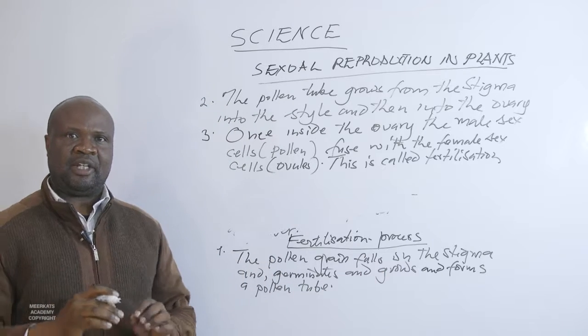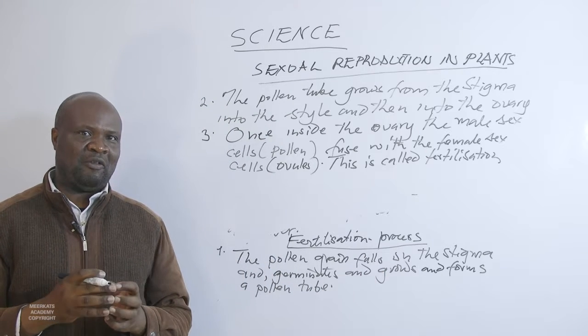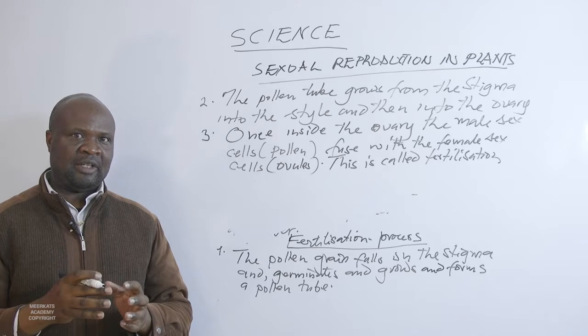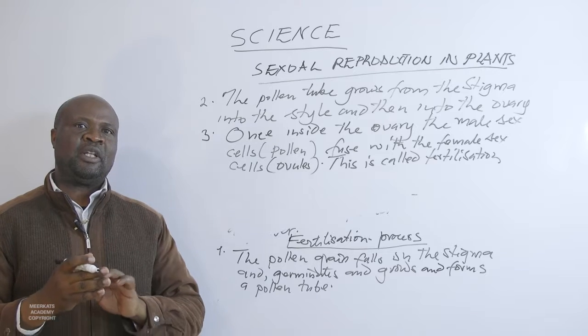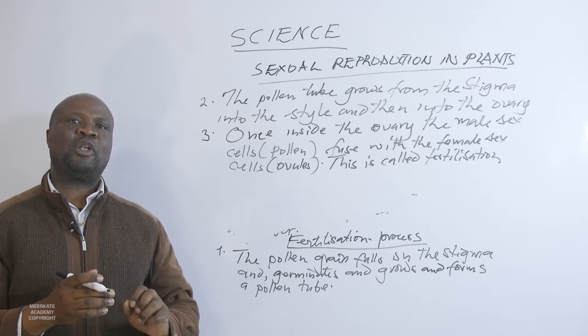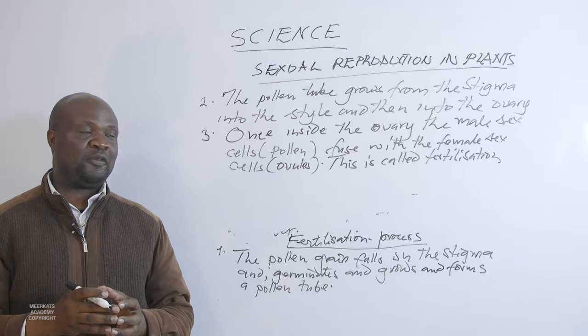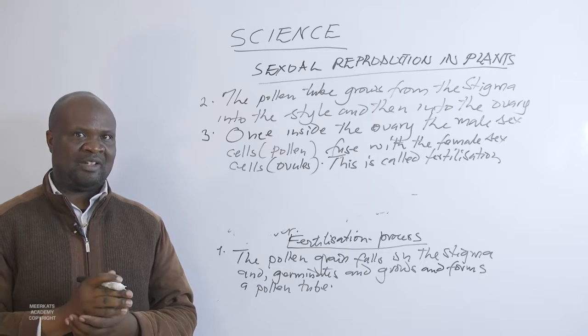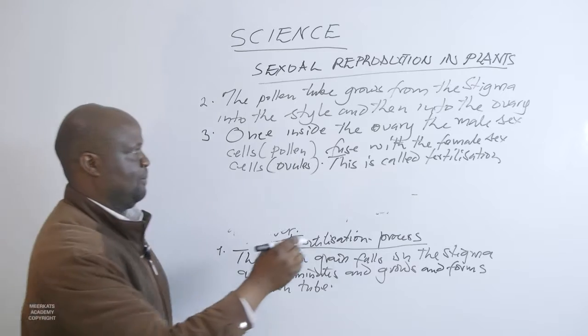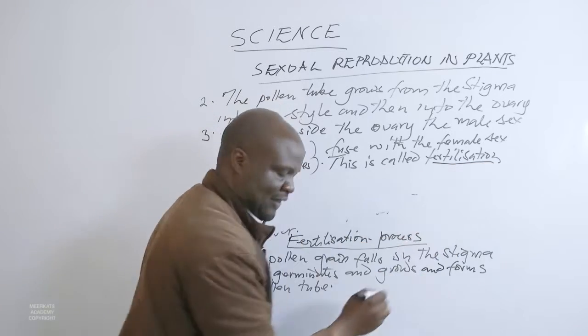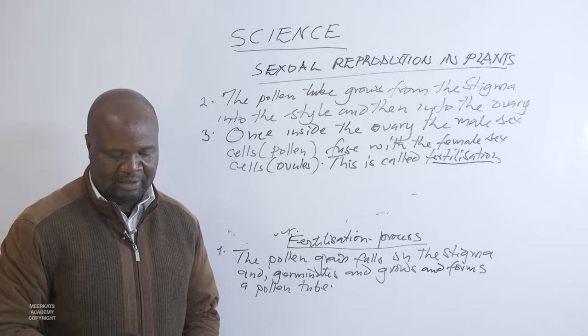So once the pollen grains reach the ovary, they enter that ovary and reach the ovules. These pollen grains will fuse with the ovules. When they fuse with the ovules, then we call that process fertilization. We say now fertilization has occurred.